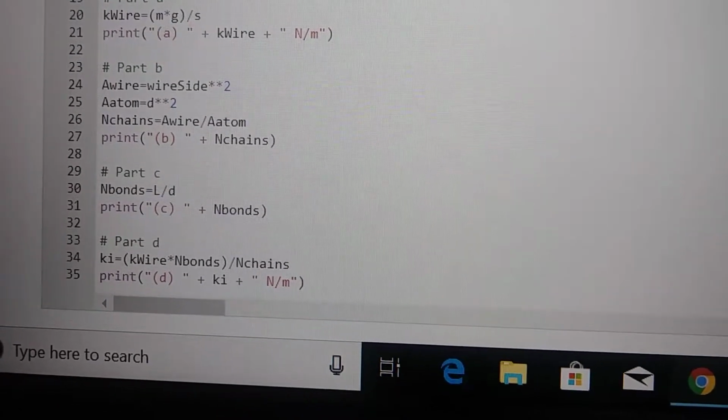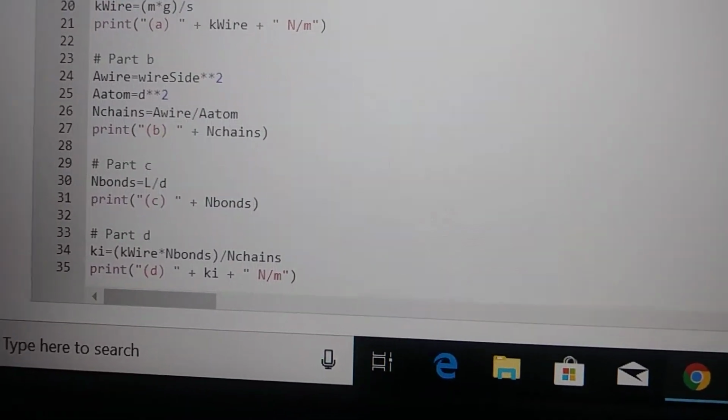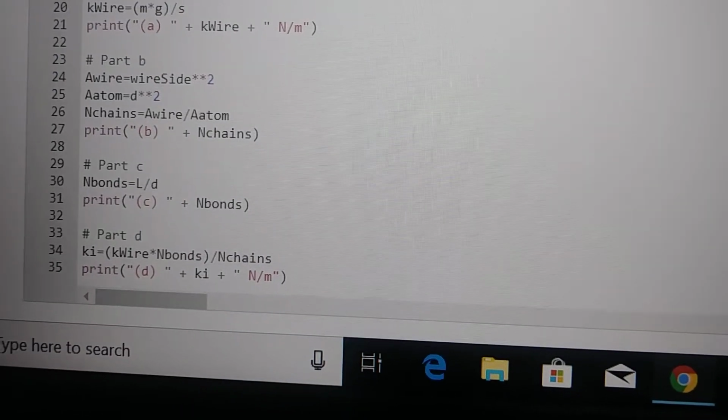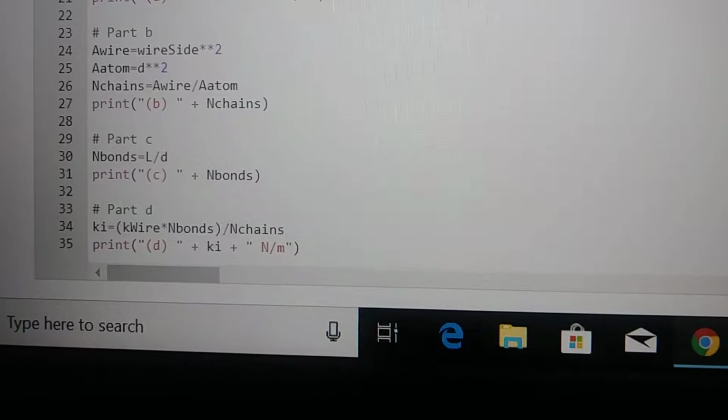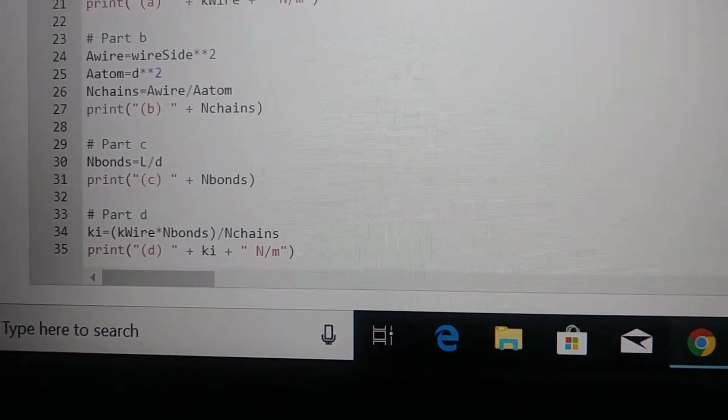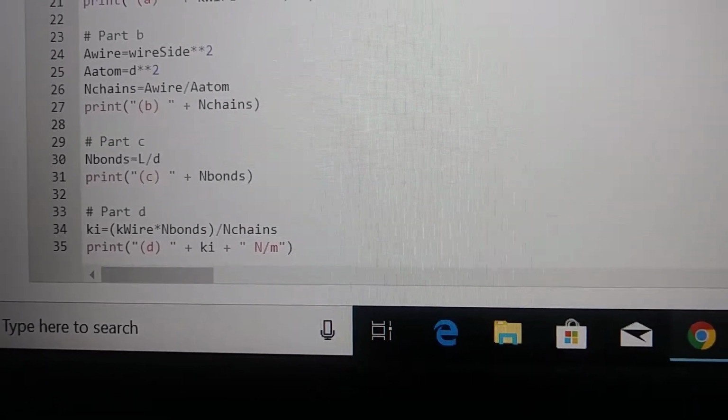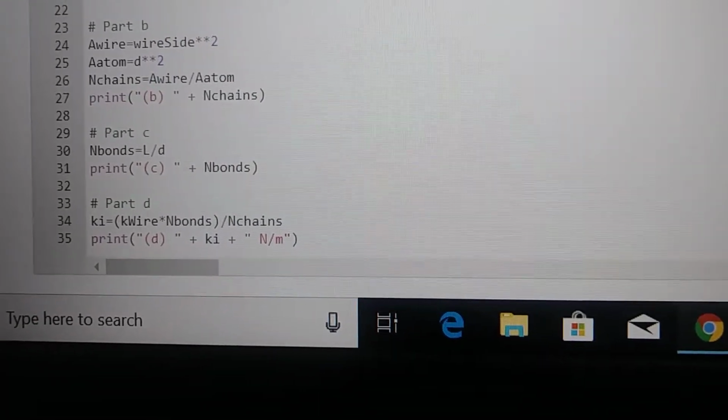Then we find the number of atomic bonds per chain by dividing L by D. Finally, we find the stiffness of each atomic bond, which is K wire times N bonds, all divided by N chains.